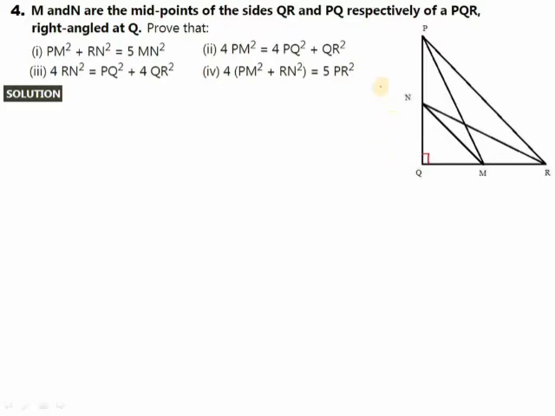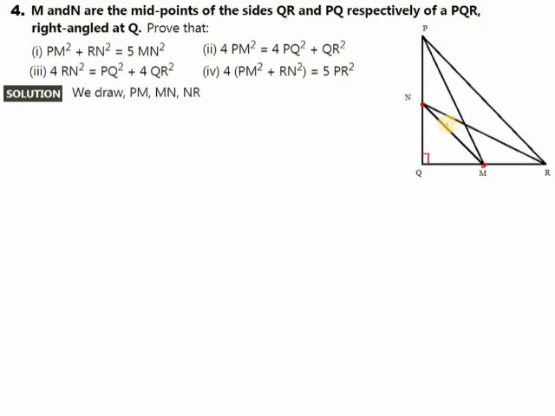Now it is given that M is the midpoint of QR, and N is the midpoint of PQ. Now the question is asking you to prove all these things. For that I have joined all these points. We need PM, so where is PM? PM is this one, so I need to join PM. Now you have MN also, so we have to join MN. You have RN also, so we have to join RN also. So all the joints have been made.